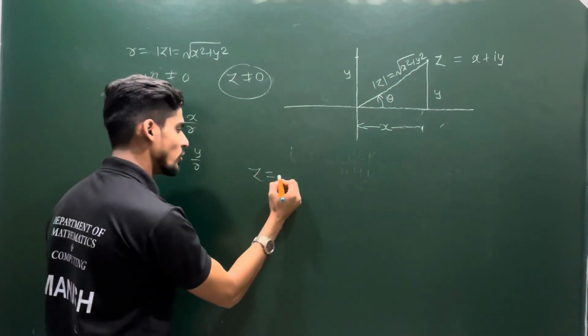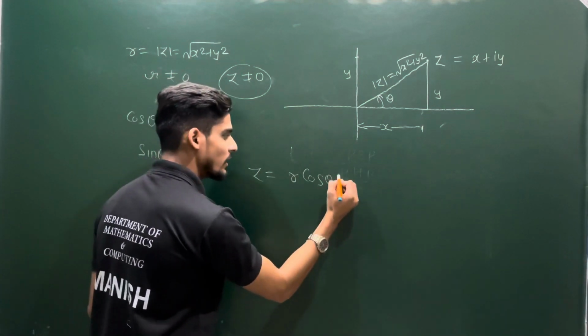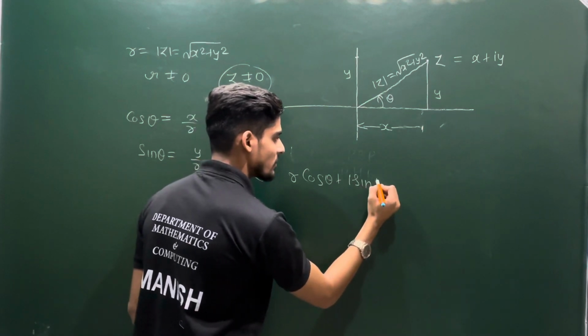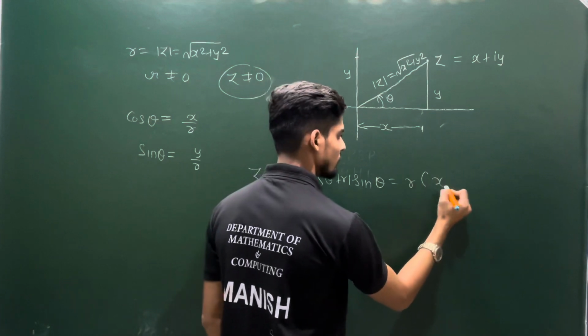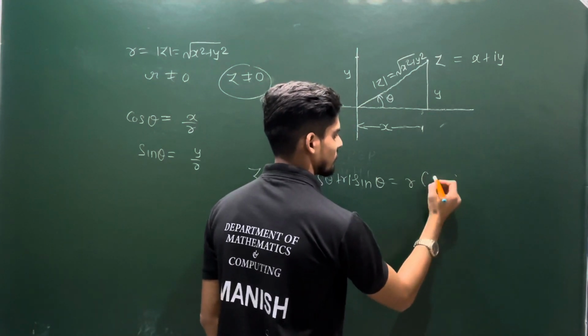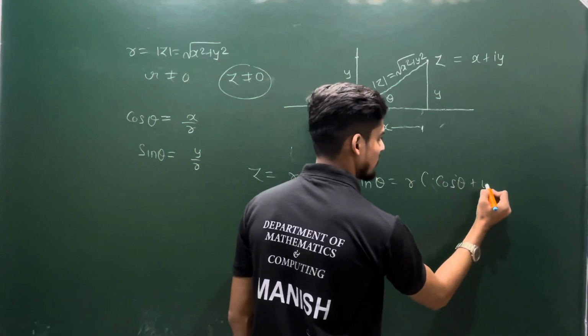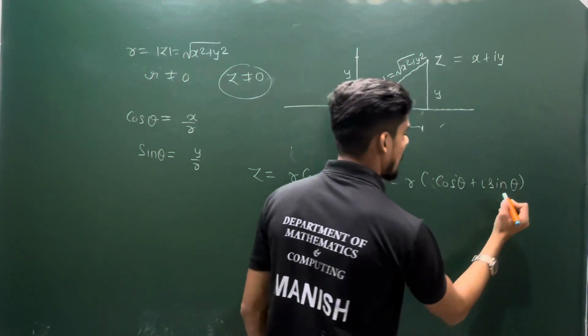Then your z is going to be r cos theta plus iota times r sin theta, which is the same as r times (cos theta plus iota sin theta).